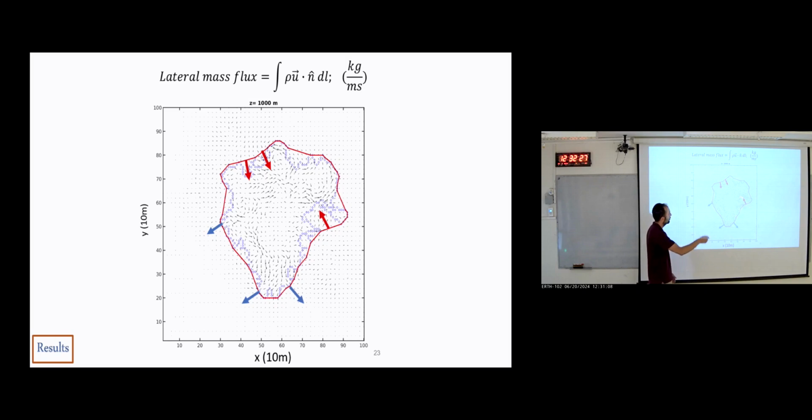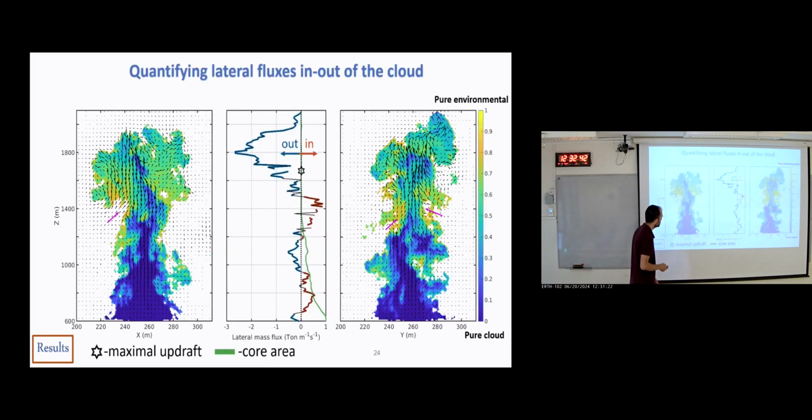But we can find a polygon around the cloud and then see the fluxes around that polygon. So some of the air will go in, denoted here in red. This will be entrainment of environmental air into the cloud. Blue will be detrainment, where air goes out of the cloud. And now we can integrate all that and get the lateral mass flux. And this is how the profile's first snapshot looks.